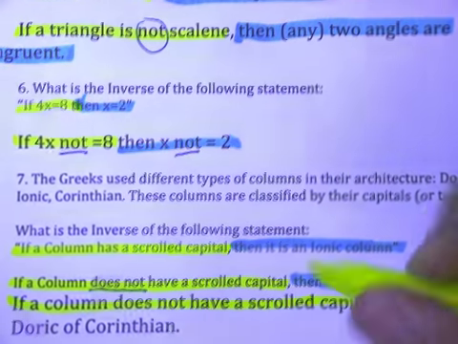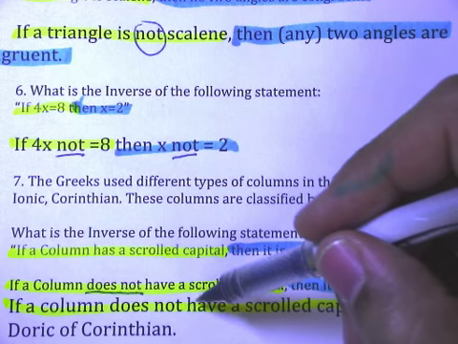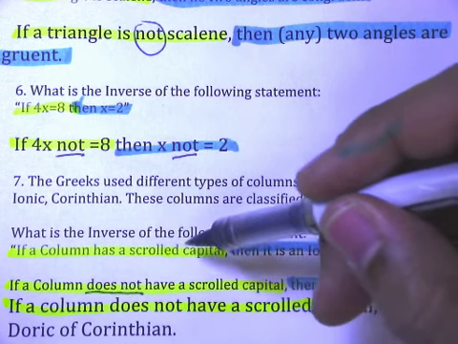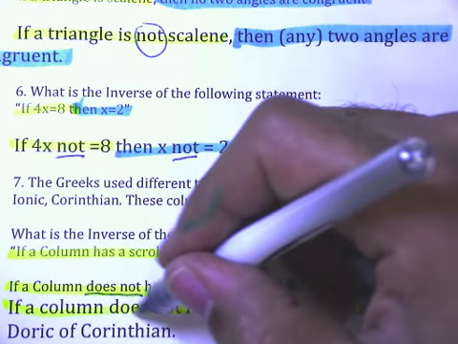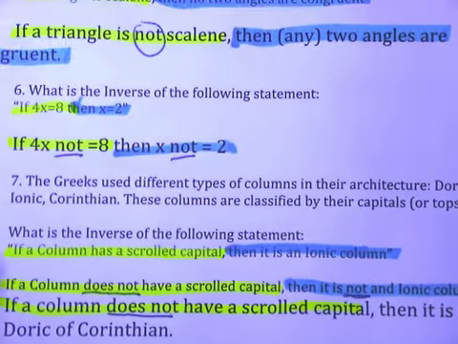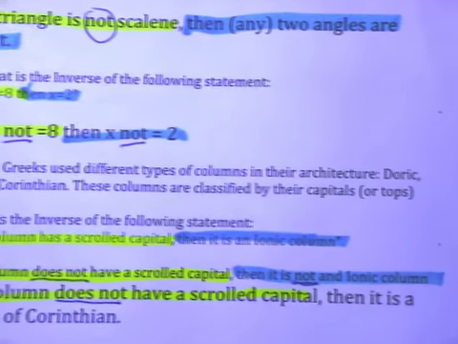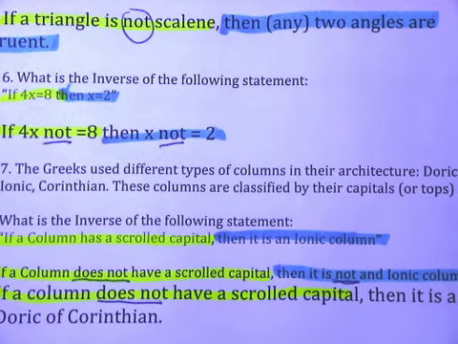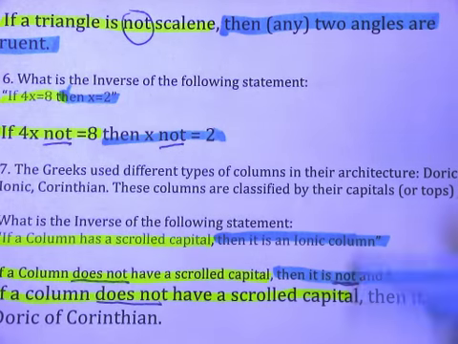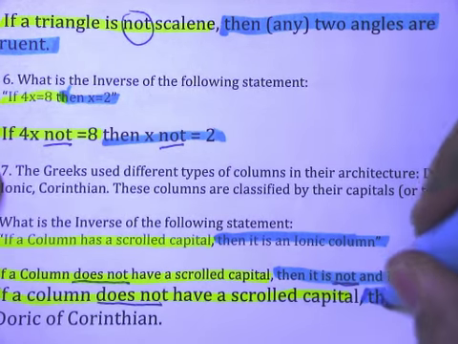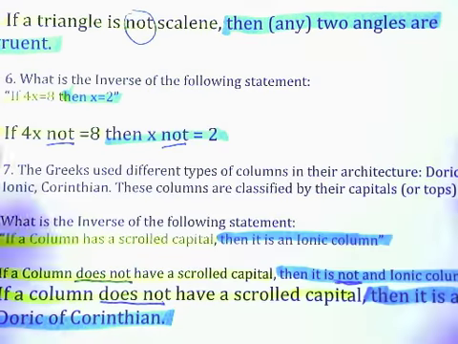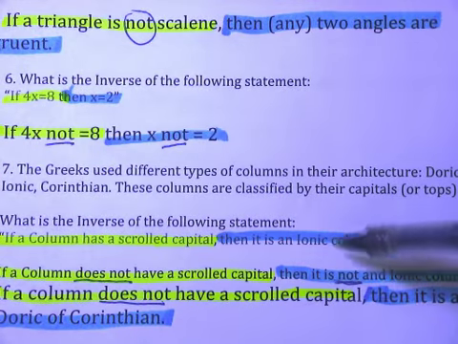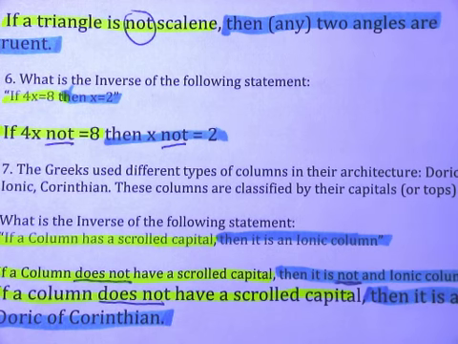If a column does not have a scrolled capital, notice this is my inverse of the statement. It does not have a scrolled capital. Okay, well then logically, then it is what? Then it is a Doric or Corinthian, and that is the meaning of logic, guys. Then it is Doric or Corinthian.